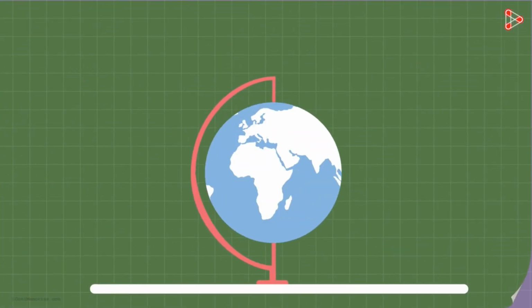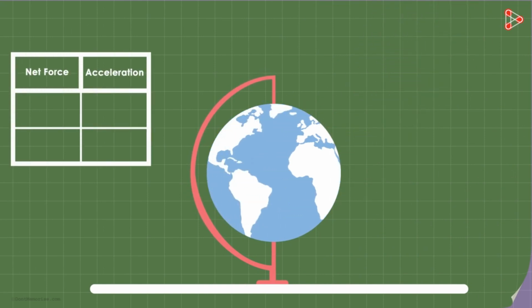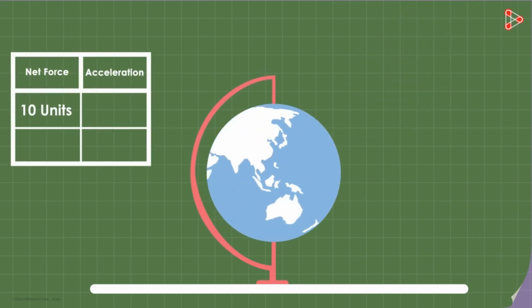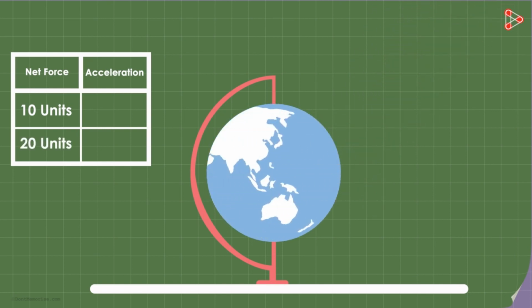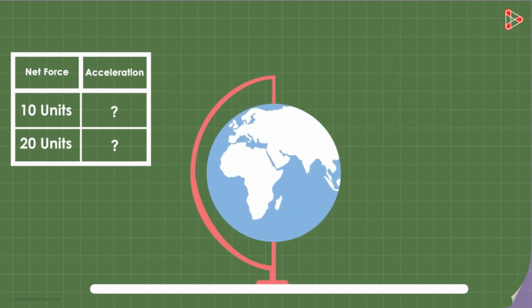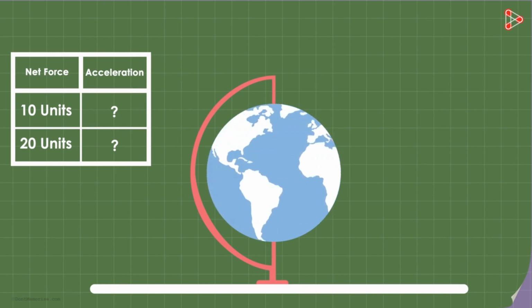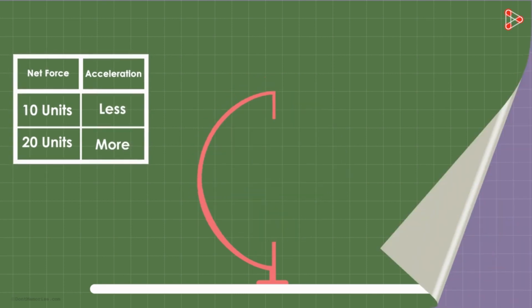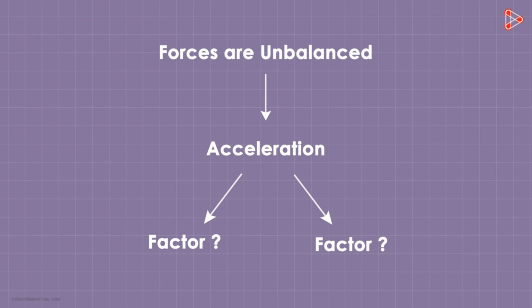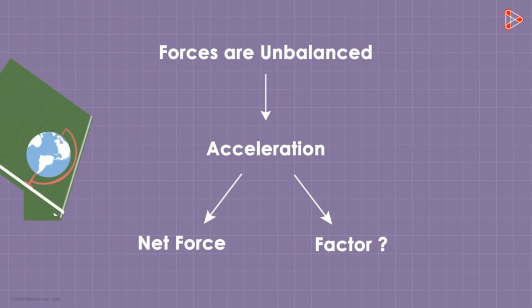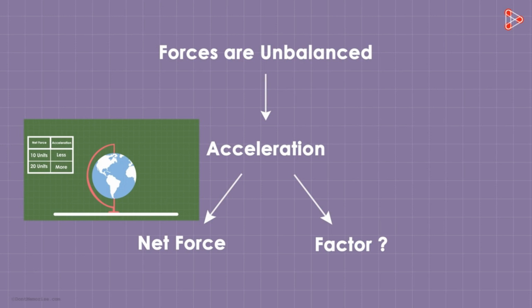Okay, let's say there's an object on a table. You apply a net force of 10 units on it. And then you apply a net force of 20 units on it. In which case do you think the acceleration will be more? Of course, the one in which the force was more. So we can say that one of the things the acceleration depends on is net force. If it's more, then the acceleration will be more. If it's less, then the acceleration will be less. Acceleration depends directly on the net force. Come on, now I want you to think about the second quantity the acceleration will depend on.